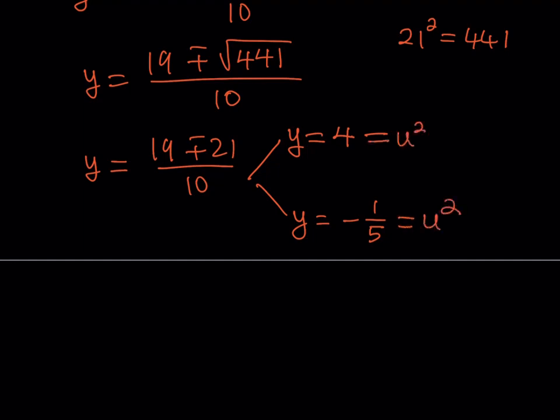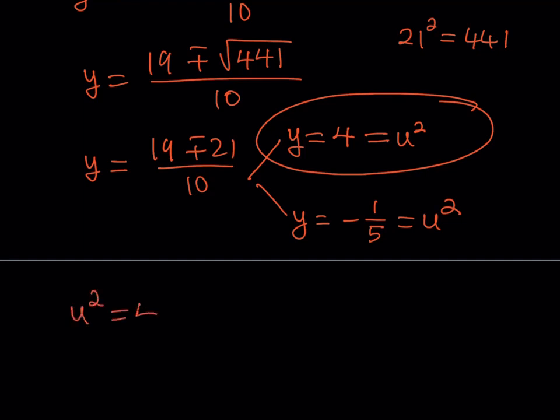But notice that the second one does not give us real solutions. If you actually wanted to solve it for non-real solutions, then you could say, okay, u is equal to 1 over square root of 5 times i, with the plus minus sign, right? So you could use the complex roots here, but we're going to focus on the real ones. So this is my main focus. u squared is equal to 4. And as you know, that gives you two solutions because there are two numbers whose square equals 4. And those numbers are u equals 2 and u equals -2.